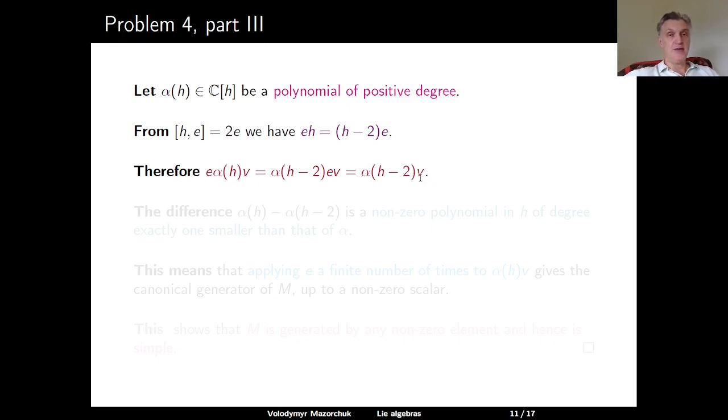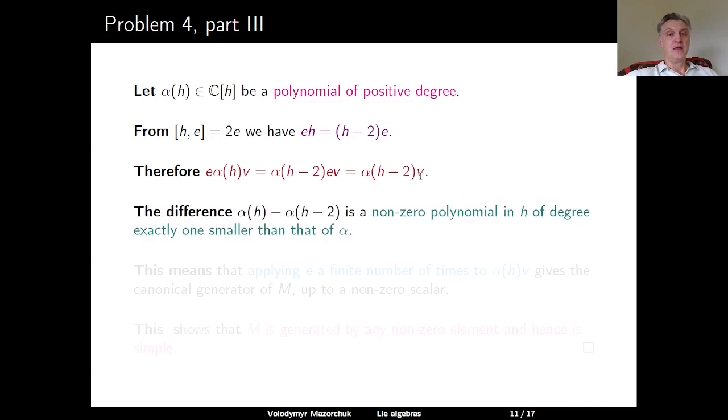So we move E through any polynomial in H, and the expense is that we subtract 2 from each occurrence of H. So we get the same polynomial, but evaluated at H minus 2. Now we start from the element alpha of H V. Using the action of E, we get the element alpha of (H minus 2) V. The difference between alpha of H and alpha evaluated at H minus 2 is a non-zero polynomial in H whose degree is exactly 1 smaller than the degree of alpha.